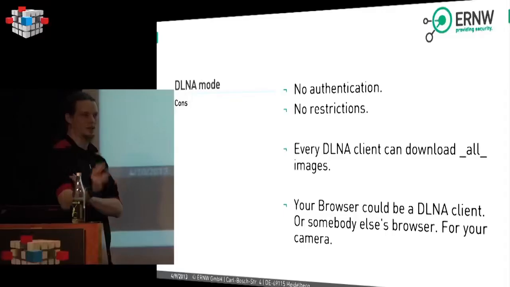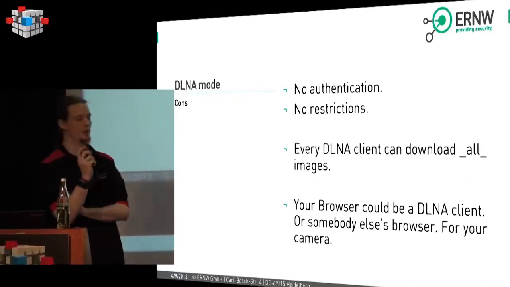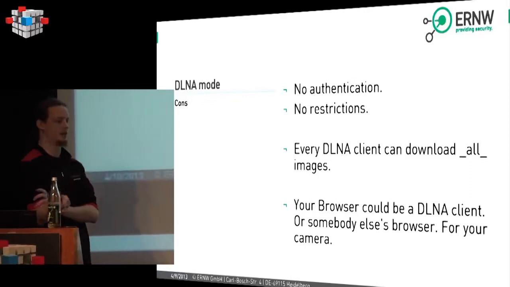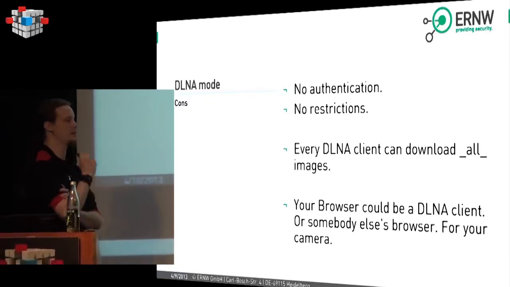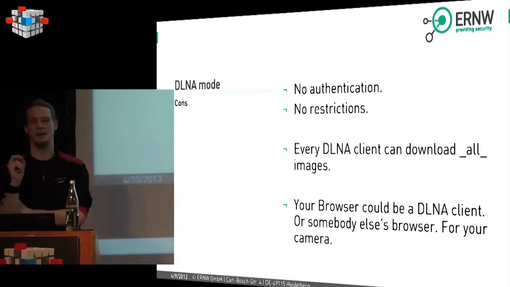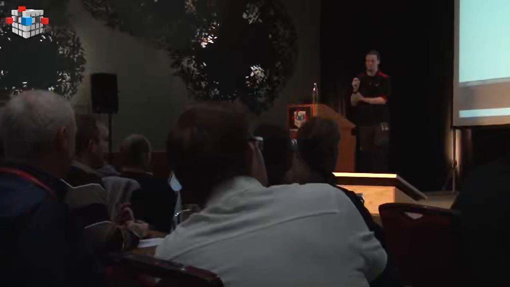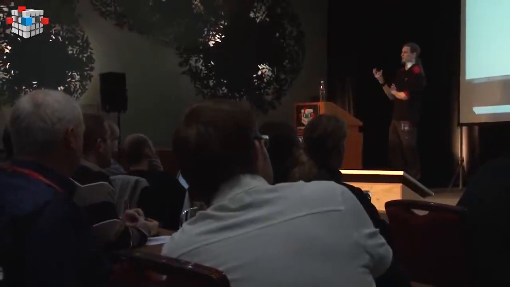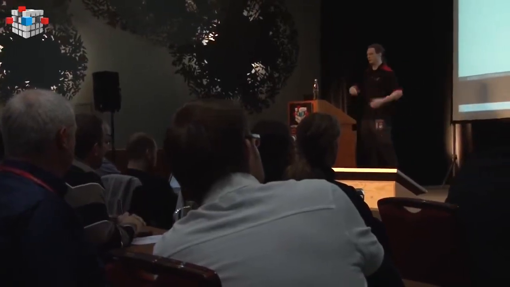So once you get the camera in this network mode connected and you're able to speak to the camera, you can download all images. You just need a valid DLNA client, and as DLNA is using HTTP and XML, your browser could be a DLNA client, or somebody else's browser. So in this mode, it's also not hard to get your fingers on the footage. You just have to browse to the camera and download the images you like.